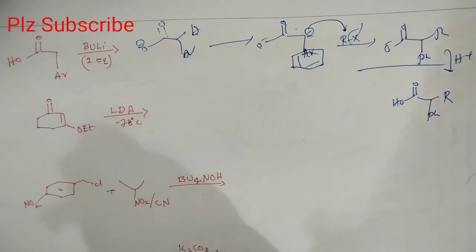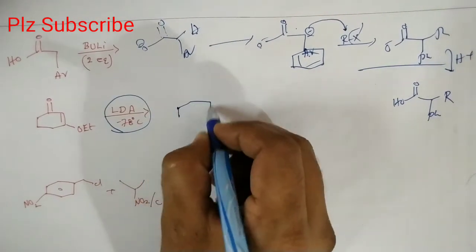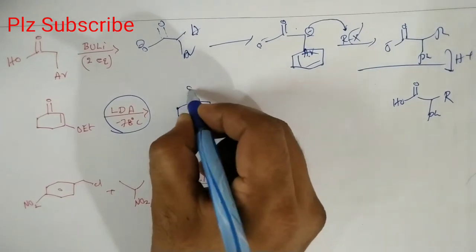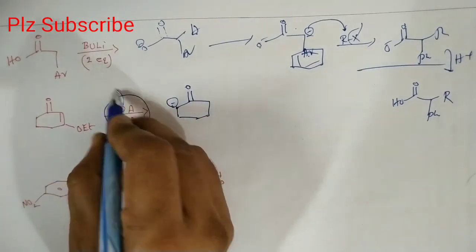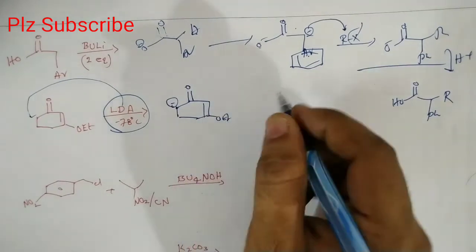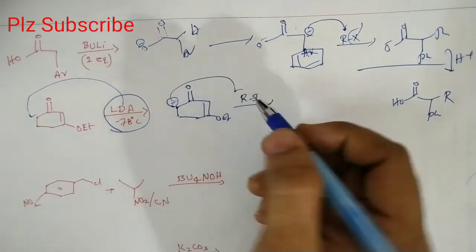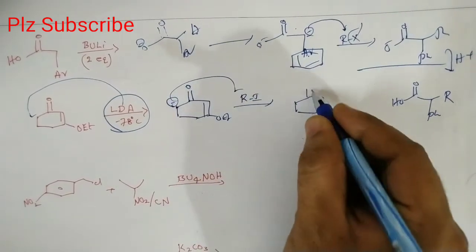That's it. Okay. So now next, LDA at minus 78 degrees centigrade. So we'll get the enolate from this one. This LDA removes the hydrogen from this carbon. So next here OEt. So this one on reaction with alkyl iodides, this acts as the nucleophile. So here substitution like this.